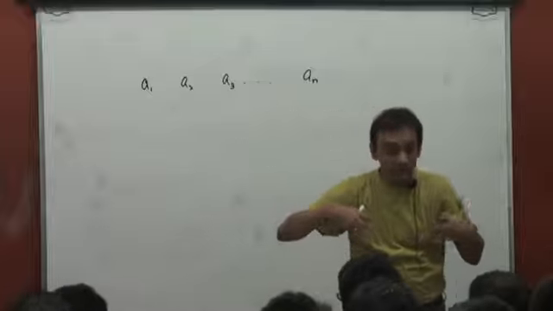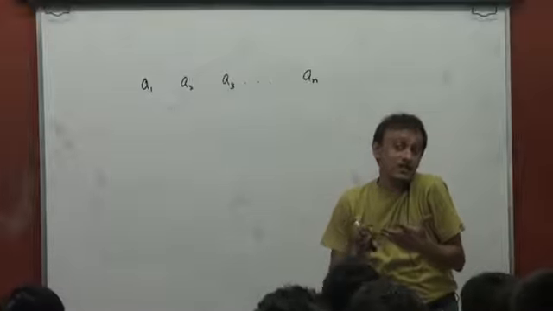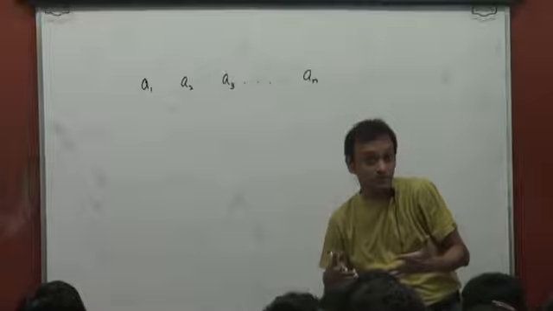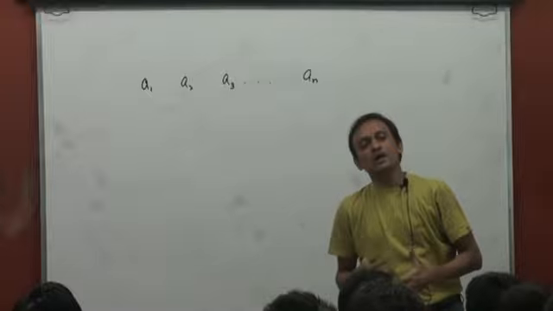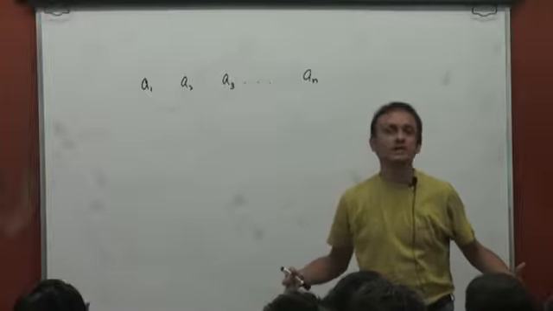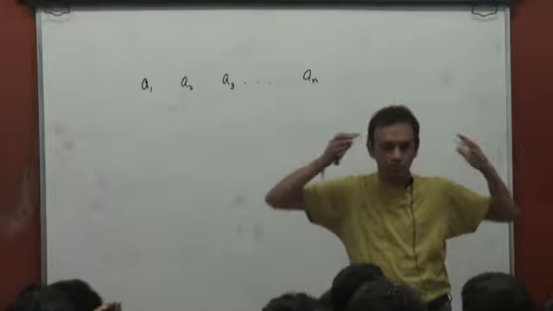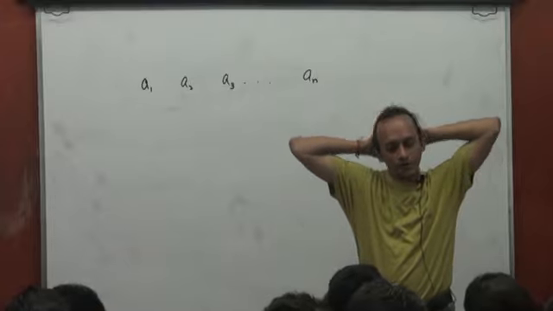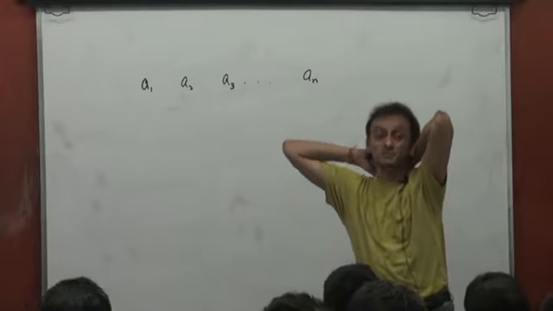How many terms would be there in that subset? NC3 terms, right? NC3 such subsets. You know what I'm saying? So subsets of various sizes could be created out of these n things. Now, the question is, how many subsets are there?